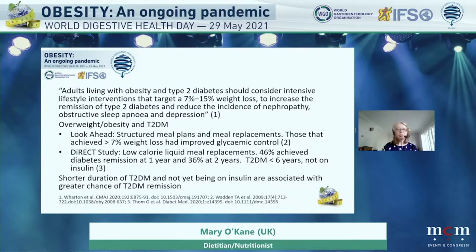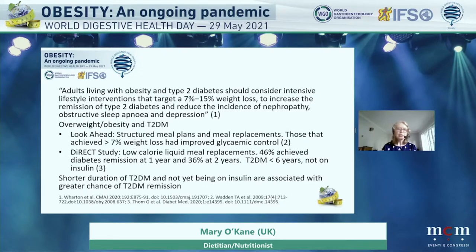The Direct study is also an RCT, and in this, for the first 12 to 20 weeks, those receiving the intervention had low-calorie liquid meal replacements, and these were just over 800 calories a day. This was then supported with food reintroduction and a focus on weight maintenance. And what they found was that 46% of participants had managed to achieve diabetes remission at a year, and 36% at 2 years. And those who lost 10 kilograms had good outcomes, and those who lost 15 kilograms had even better outcomes.